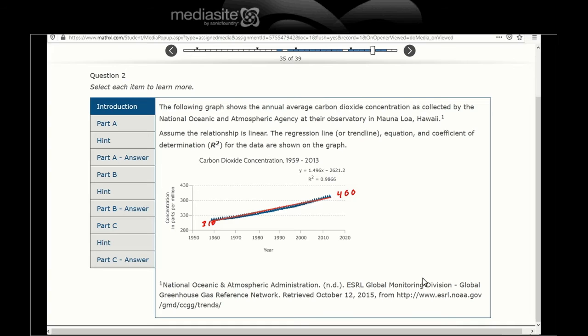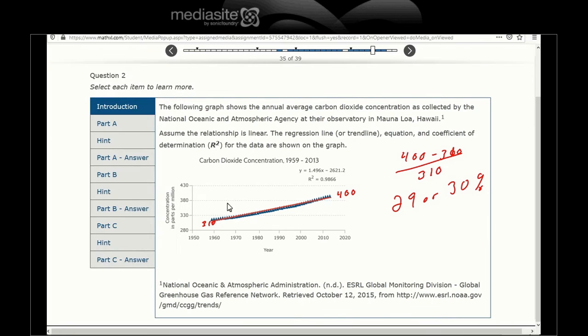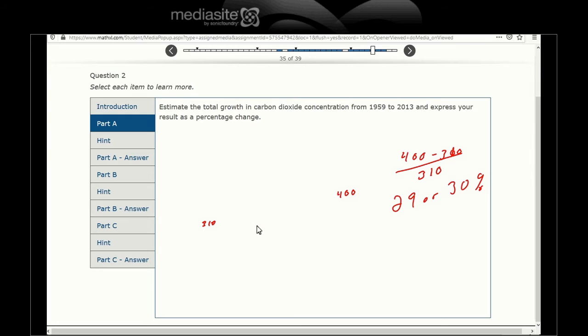So percent of change: 400 minus 310, over 310. Let me use the calculator. 400 minus 310, divided by 310, looks to be about 29, somewhere around a 30% increase. So we've had a 30% increase between 1958 and 2012.